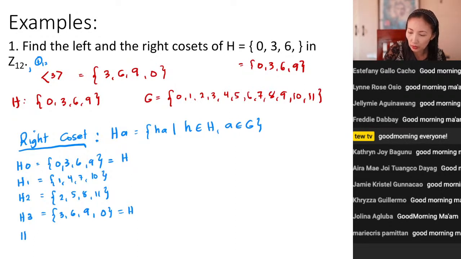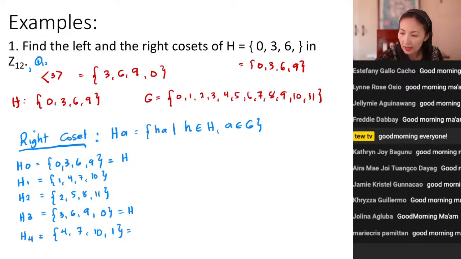If we continue to H4, what will this be? If we add 4 again, 3 plus 4 is 7, and then 6 plus 4 is 10, and then 9 plus 4 is 13, but 13 modulo 12 is 1. Is this equal to something? Check on the first coset or the second coset. Now let me put an asterisk. Notice that H1 and H4 are equal.